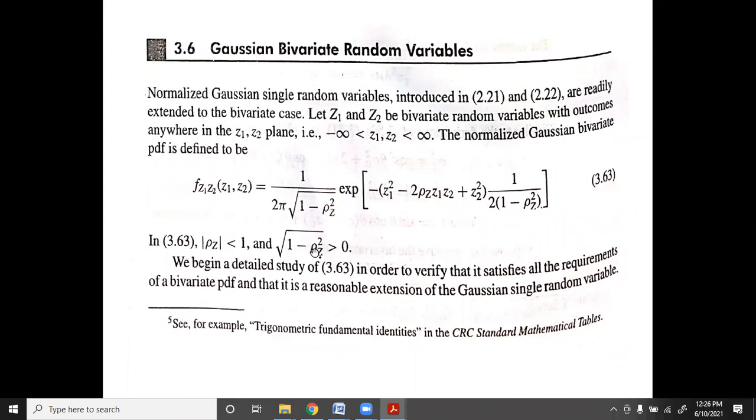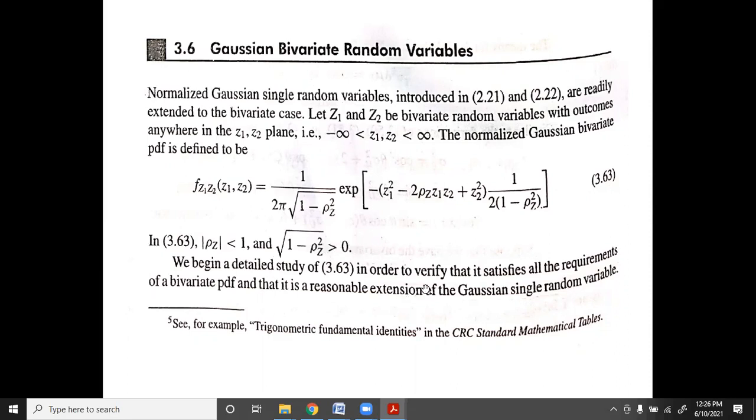Greater than 0 means this can take a value up to 1. If rho_z squared takes a value 1, this will be equal to 0. If it takes a value 0, then this will be equal to 1. So again, this takes a value greater than 0 but less than 1. Ideally speaking, this takes a value greater than 0 but less than 1.